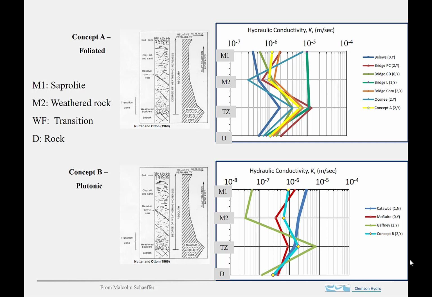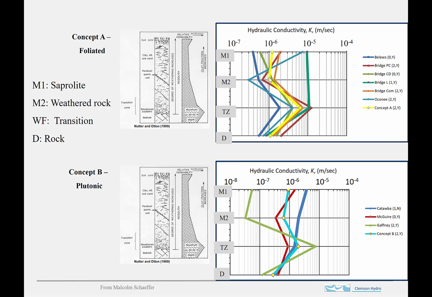And what Malcolm came up with is the profile of the hydraulic connectivity determined using well tests and plotted as a function of depth, or really as a function of the different zones. So the M1 data are shown here along this line, M2 transition and fractured rock.